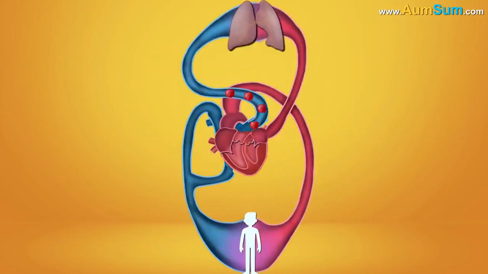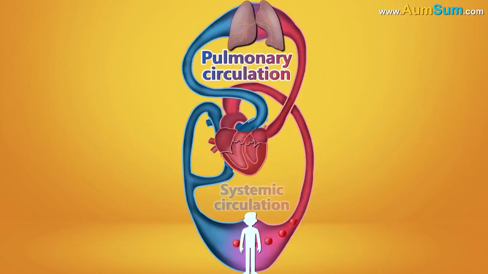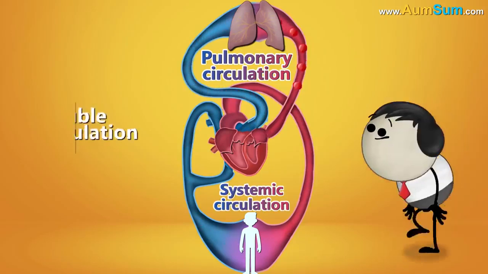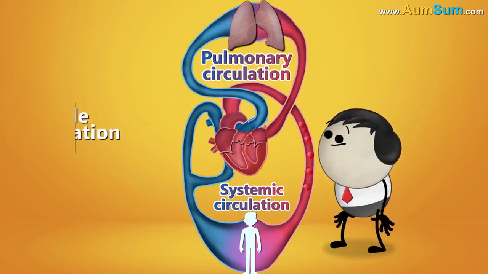Did you know that the blood circulation between the heart and lungs is called pulmonary circulation, while the circulation between the heart and body parts is called systemic circulation? Since the blood flows twice through the heart in one circuit, it is called double circulation.